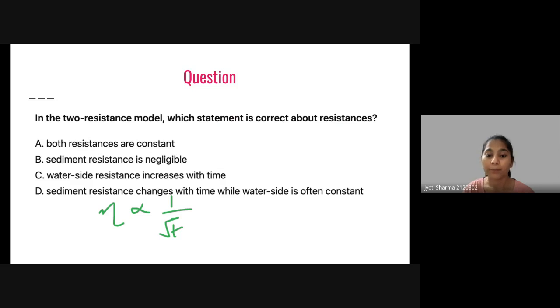Okay, but if we go to the water side, it is not diffusion that is driving the flux. This is convective. This is due to the flow rate that we have. And here we do not have such depletion. Here it is driven by convection, and convection is very strong. Whatever resistance it has, the resistance will be the same. So that's why sediment resistance changes with time, while water side is often constant.